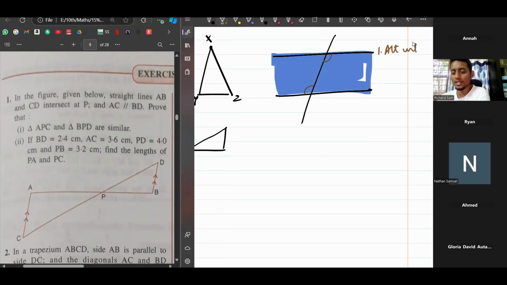So what do you know about alternate interior angles? They will be equal to each other. You see, this is an obtuse angle. This is also an obtuse angle. It's greater than 90, so they will be equal. That's the first property.